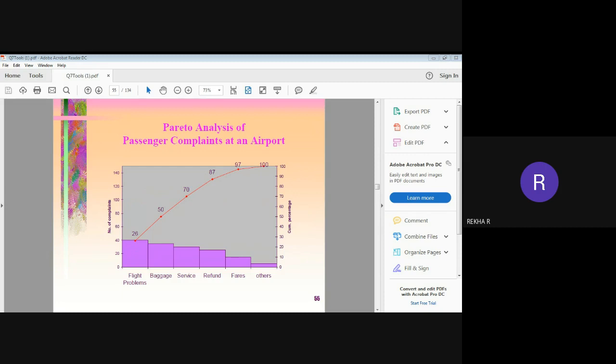Yes, sir. Okay. It's very self-explanatory. It is very easy. You can see the graph and try to understand what that is. Right. Okay, sir.